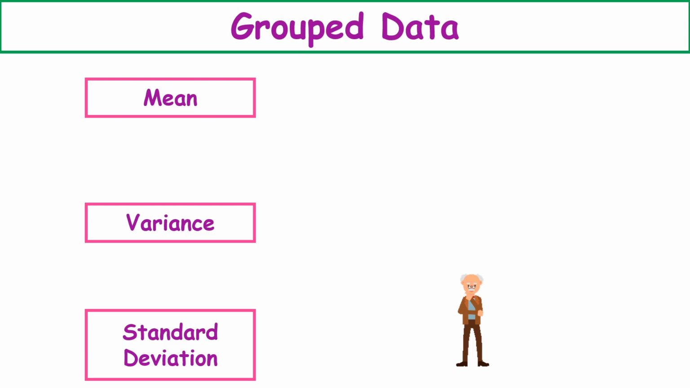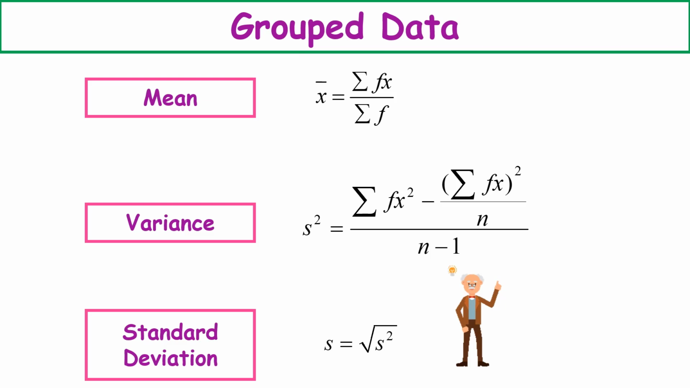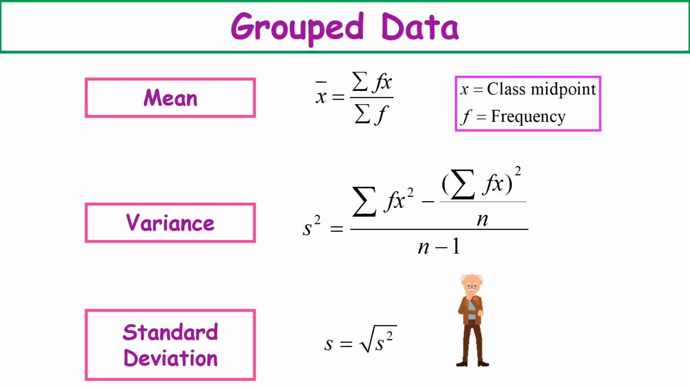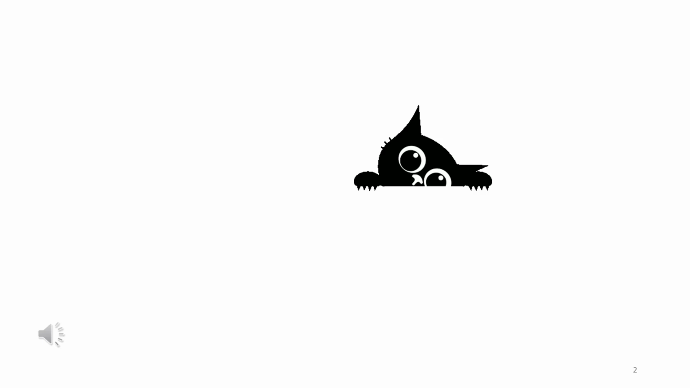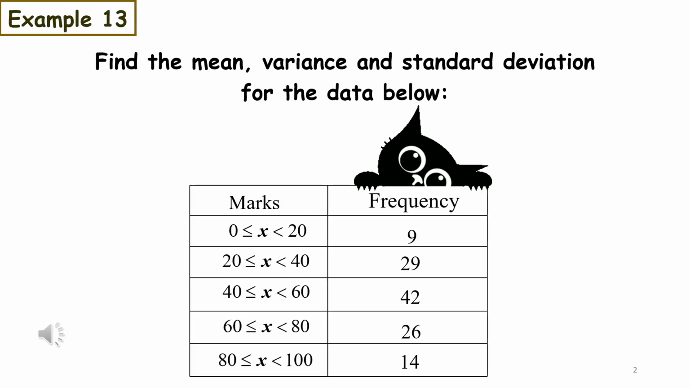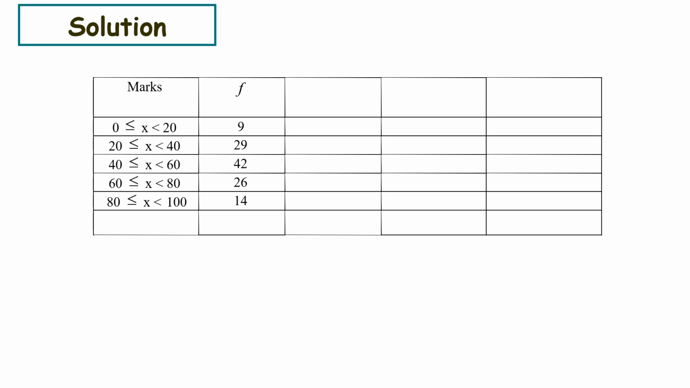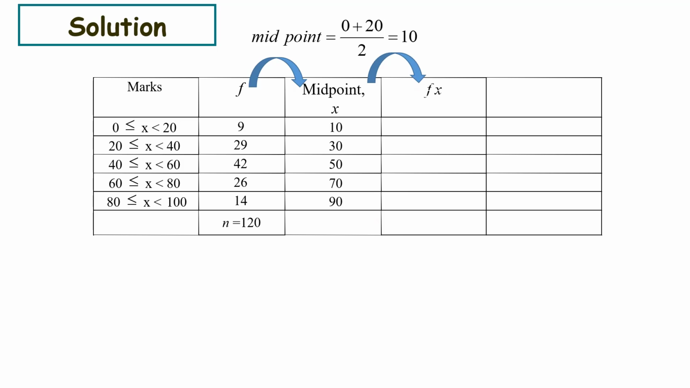In this slide, we will discuss the variance and standard deviation of grouped data. Make sure to use the correct formula. Let's try to answer the following example. Find the mean, variance, and standard deviation for the data below. We must first find the midpoint of each class to find the mean. The midpoint can be obtained by adding the lower limit and upper limit of the class and dividing the value by 2. Complete the table. Find the values of f multiplied by x.